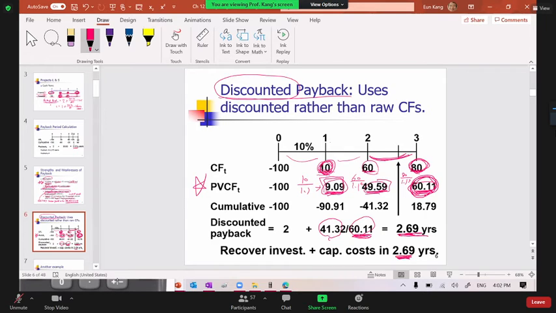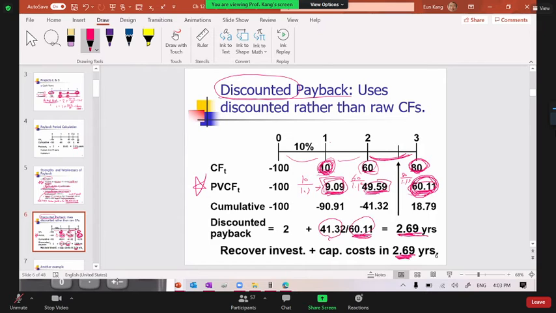Believe it or not, this is more difficult in the exam than simple payback. So you need to practice. The concept is not difficult. All you have to do is change the raw cash flows into present values like this, and then apply the payback period rule. Pretty easy. But I don't know why this one is more difficult than simple payback, right?